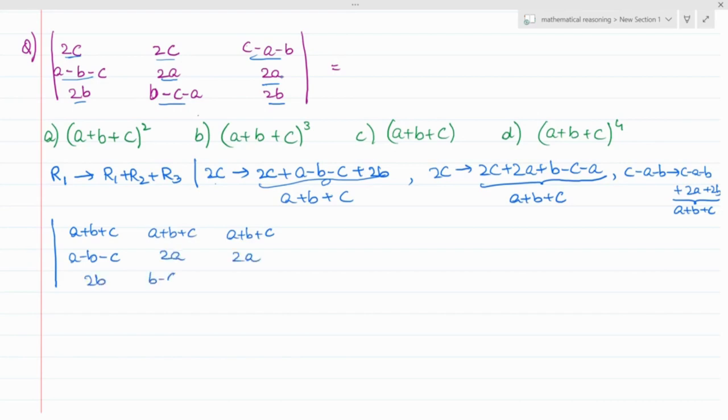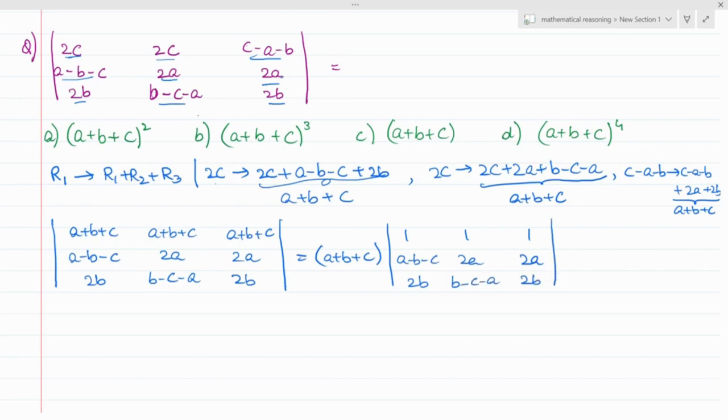2B, B minus C minus A, 2B. So from here, when you take A plus B plus C common outside, it becomes like this: 1, 1, 1, A minus B minus C, 2A, 2A, 2B, B minus C minus A, and 2B. Now again, you can perform the column operations. How to do that?